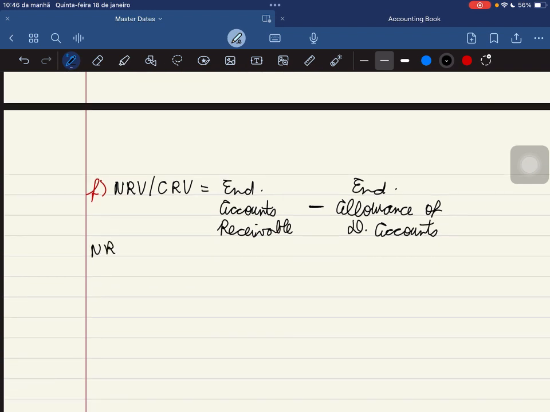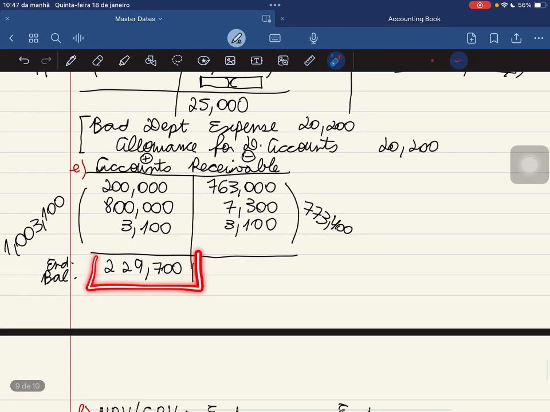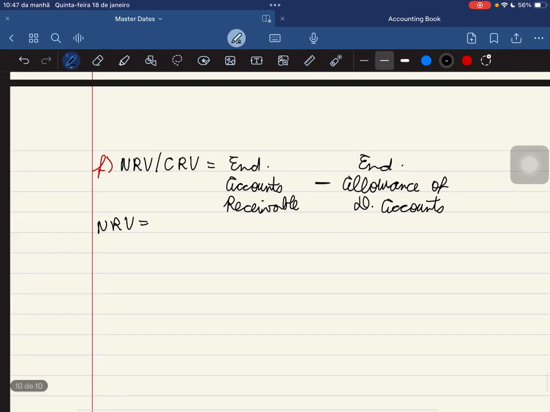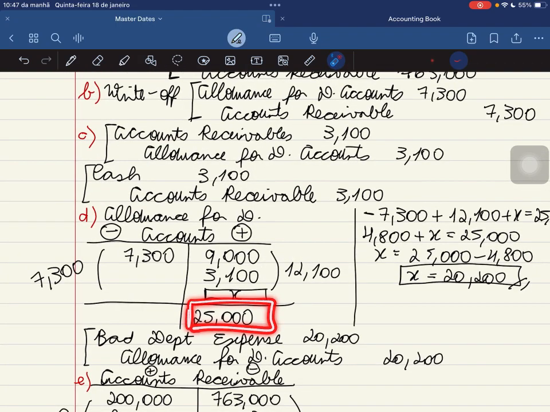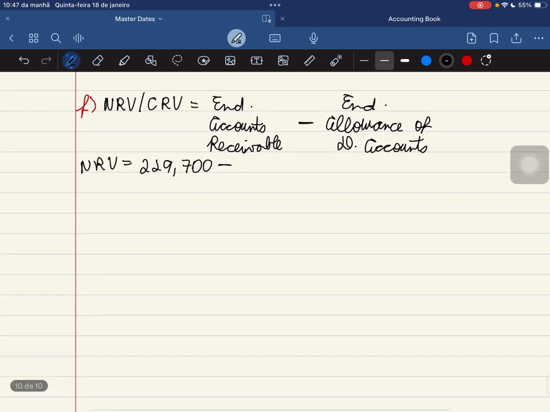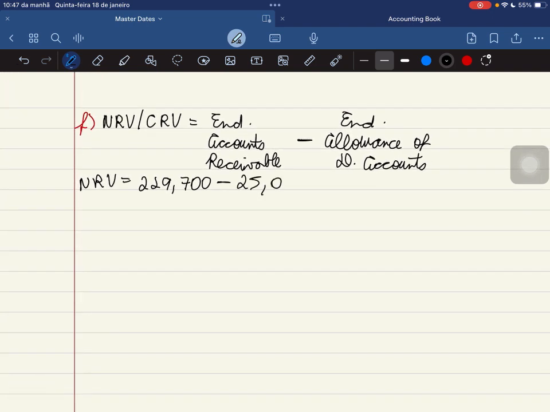So in our case, the NRV is going to be the ending accounts receivable, 229,700, minus the ending balance of my allowance for doubtful accounts, 25,000. And that is 204,700.